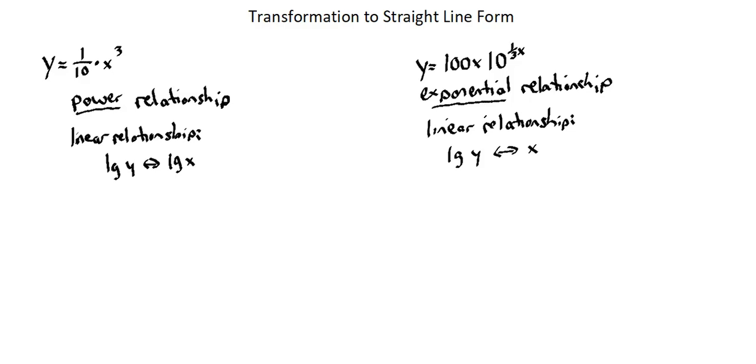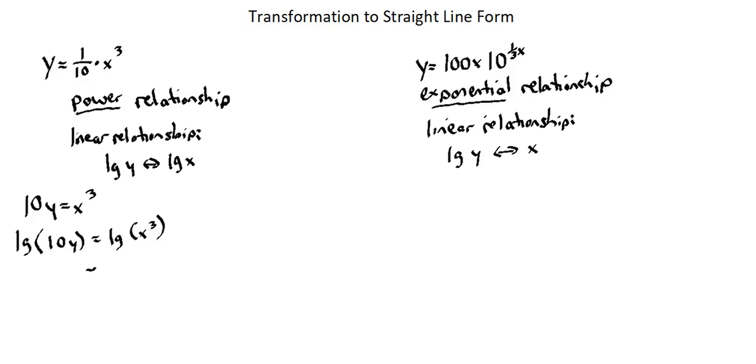So in our first example, we expect the two variables in linear form to be the log of y and the log of x. And in the second example, we expect the two variables to be the log of y and x. So for the transformation of our first function, I'm going to multiply both sides by 10 to get 10y equals x to the power of 3. And then I will take the log base 10 of both sides. Log of 10y equals log of x to the power of 3.